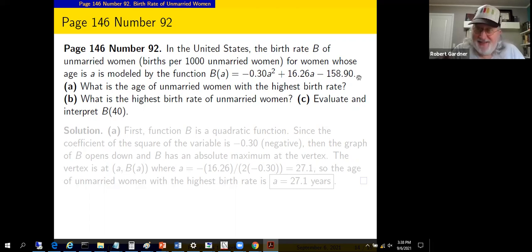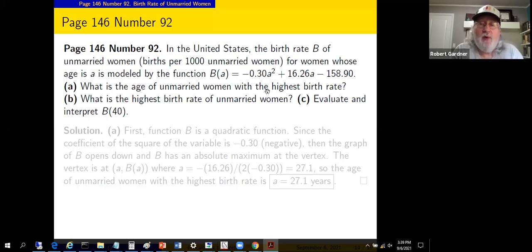Remember, this is all about quadratic functions. So they just pick some words to produce a problem that involves quadratic functions. How realistic it is, I don't know. But the leading coefficient's negative. So this would be an opening downward parabola. And in fact, the vertex would represent the highest point on that parabola.